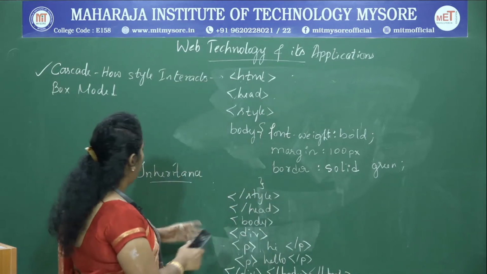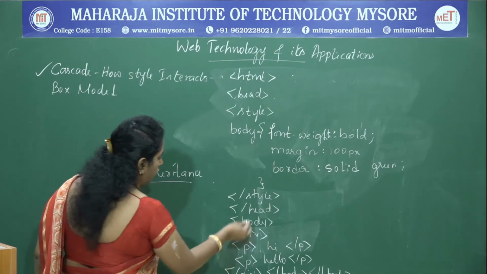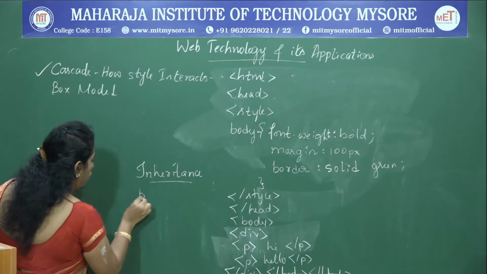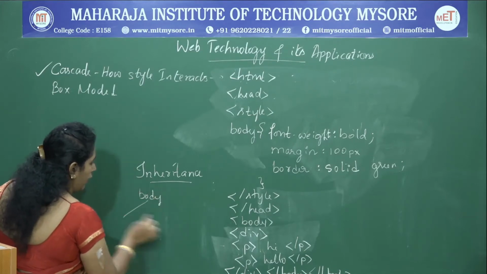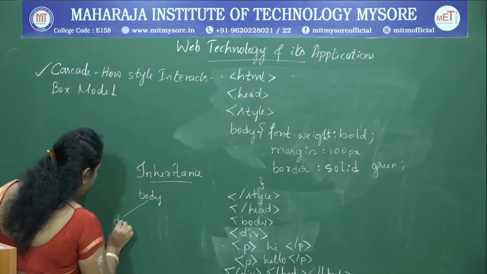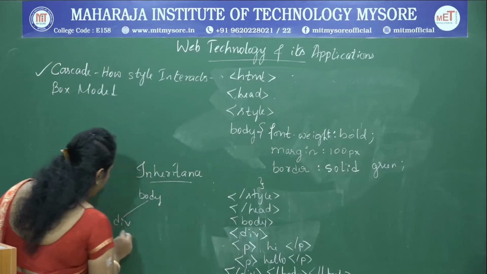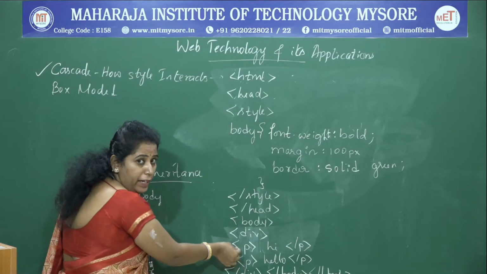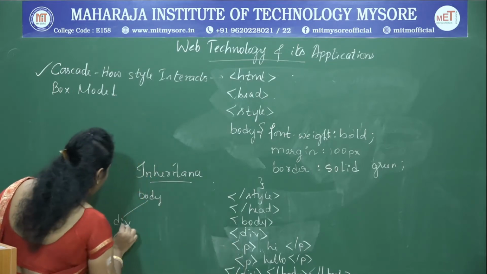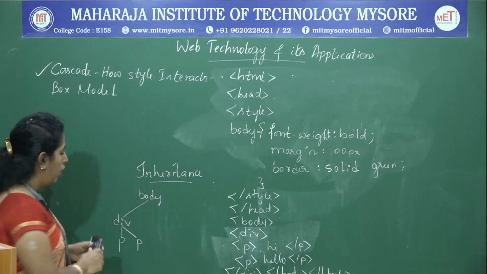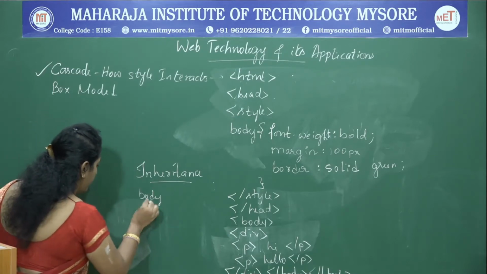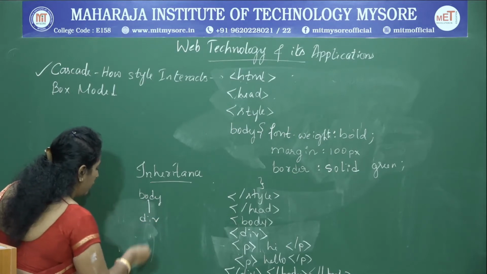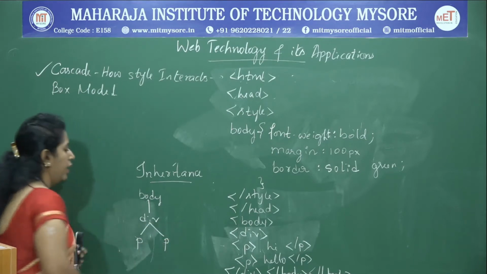Now by looking at this I am going to write a document tree. What is the parent? Body. Under this what do you have? Div. Under div what do you have? P. For div there are two paragraphs as children, is it right? Only a single child div, and under that I have two child paragraphs.